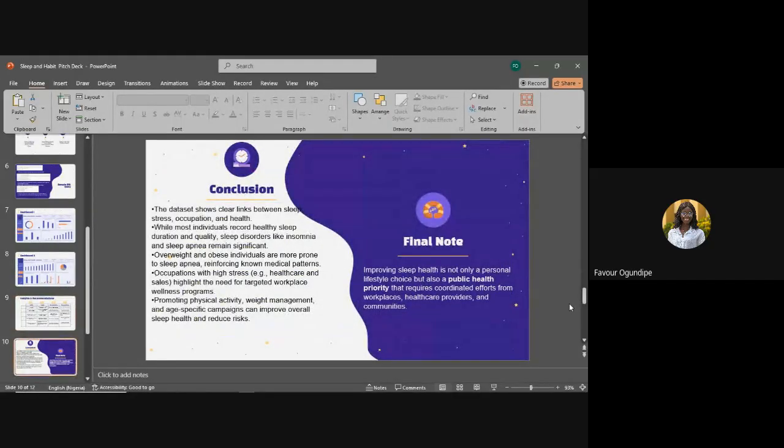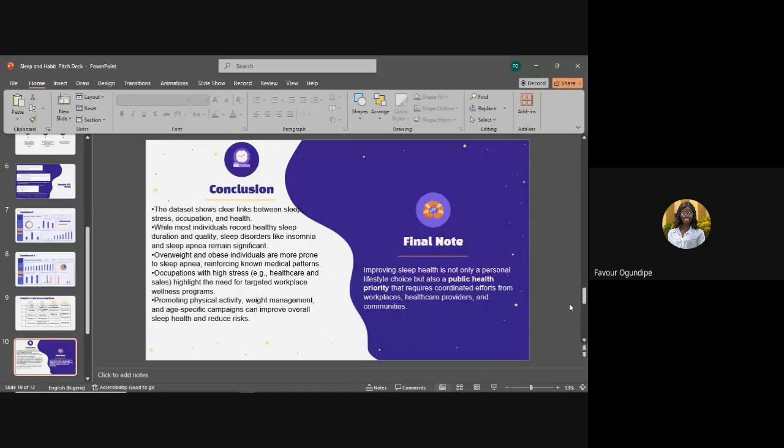Okay, so in conclusion, the data set shows a clear link between sleep, stress, occupation, and health. While most individuals record healthy sleep duration and quality, sleep disorders like insomnia and sleep apnea remain significant. Overweight and obese individuals are more prone to sleep apnea, reinforcing known medical patterns. Occupations with high stress highlight the need for targeted workplace wellness programs, and also promoting physical activity, weight management, and age-specific campaigns can improve overall sleep health and reduce risk.